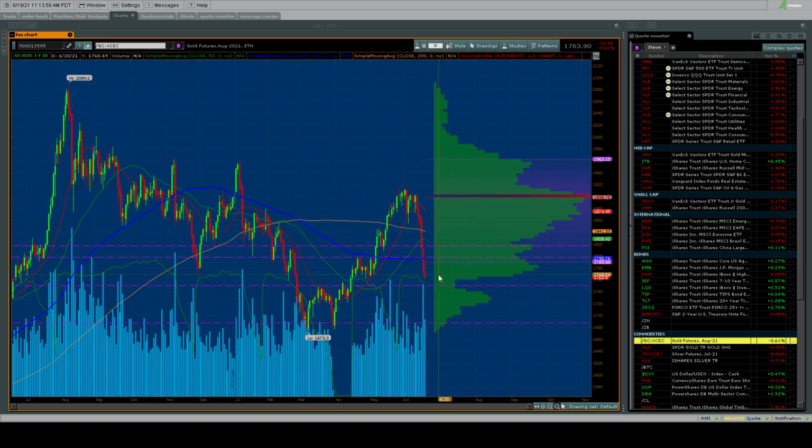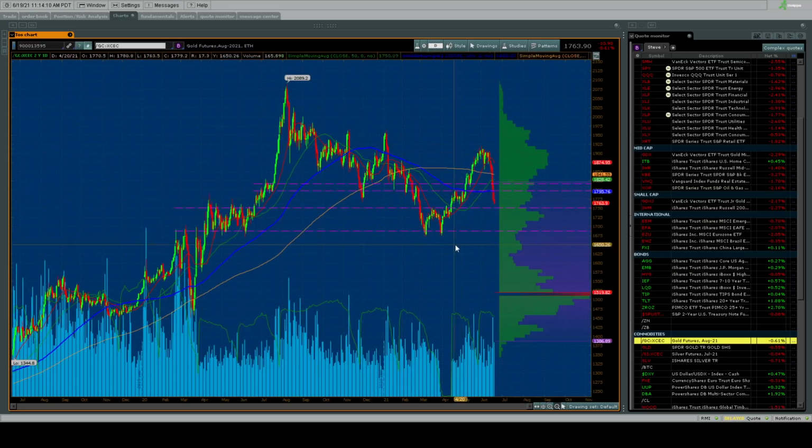There apparently weren't many buyers, as gold now has a destination of 1750. Fails there. Now it's down into 1687. Fails there, then we're now validating this topping pattern, and now you've got the next call for gold down to 1500.